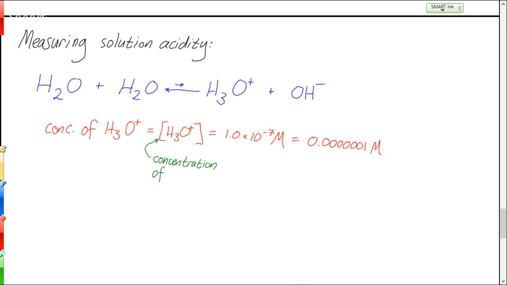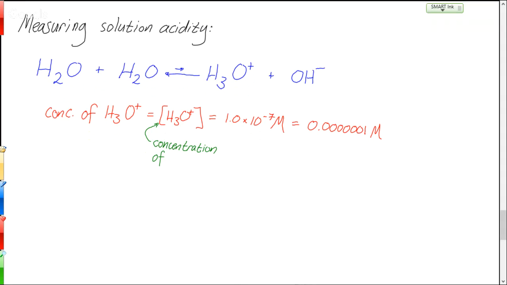And since this reaction produces just as much hydroxide as hydronium, there has to be just as much hydroxide in there too. So the concentration of hydroxide, the molar ratio in the equation is 1:1. So the concentration of hydroxide has to be the same. So in pure water, there's exactly the same amount of hydronium and hydroxide ions. And so we call it neutral. They're totally balanced.